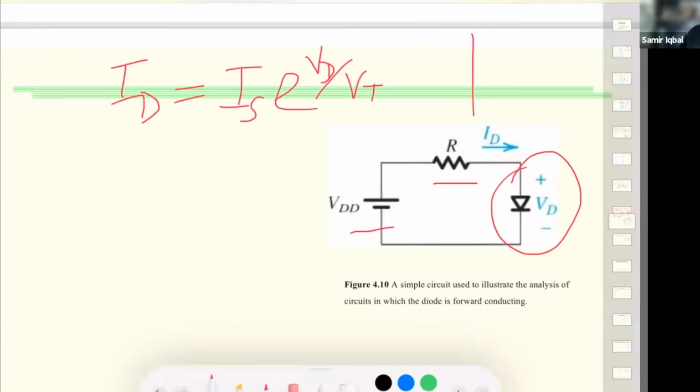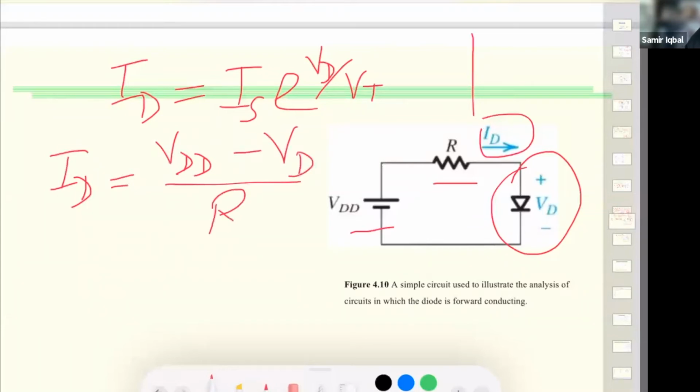Now, if I apply Kirchhoff's loop equation here, I can find my current depending on whatever is going on in here, and that would be ID equals VDD minus the diode voltage divided by R. So now these are two equations. This is an exponential equation, and this is a linear equation. What do we do here?